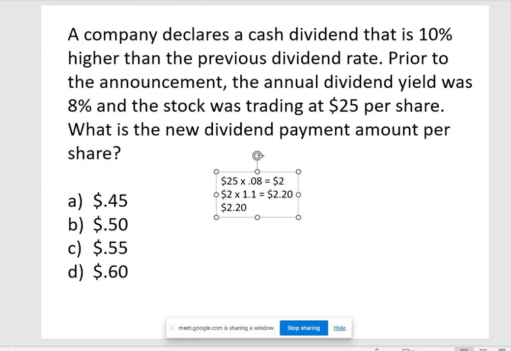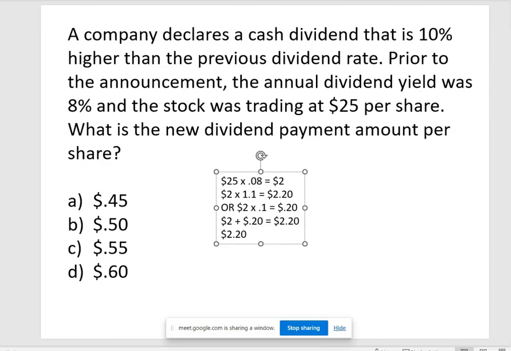How did I get 1.1? Because it's 10% higher. If I multiply by 1.1, it's the same as 110%, the original dividend plus another 10% on top of it. Now, of course, I could do it another way. I could take the $2 dividend and figure out what's 10% of that, times 0.1, which is 20 cents, and I take the original $2 dividend plus the 20 cents more, and that comes out to $2.20 also. They both work.